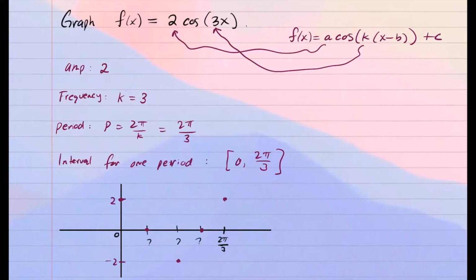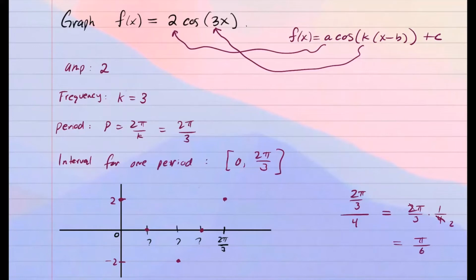Now to fill in this question mark, we need to find the length of each of these intervals. So pretty much you take the period, 2 pi over 3, and you divide that by 4, because you need 4 equal length intervals. So this will give you 2 pi over 3 times 1 over 4, and this will simplify to pi over 6. So the length of each interval is pi over 6.